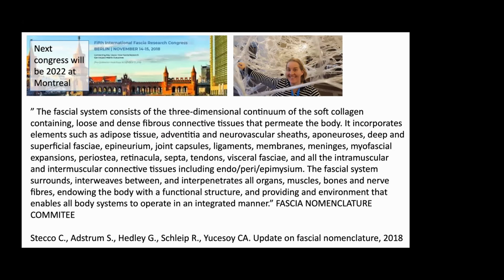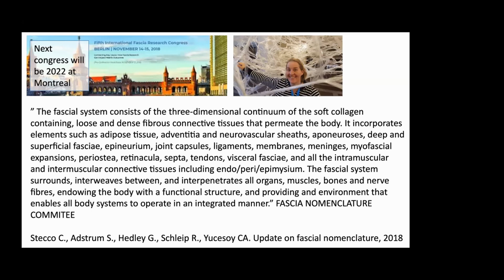In 2018, we got an update of fascial nomenclature, and this one is also very good because, again, here is the same idea about the three-dimensional continuum of the soft collagen-containing loose and dense connective tissue. It is holding the whole body, permeating different places. It incorporates elements such as adipose tissue, adventitia, neurovascular sheets, aponeurosis. Then we have the deep and superficial fascia, epineurium, joint capsules, ligaments, membranes, meninges, and myofascial expansions.